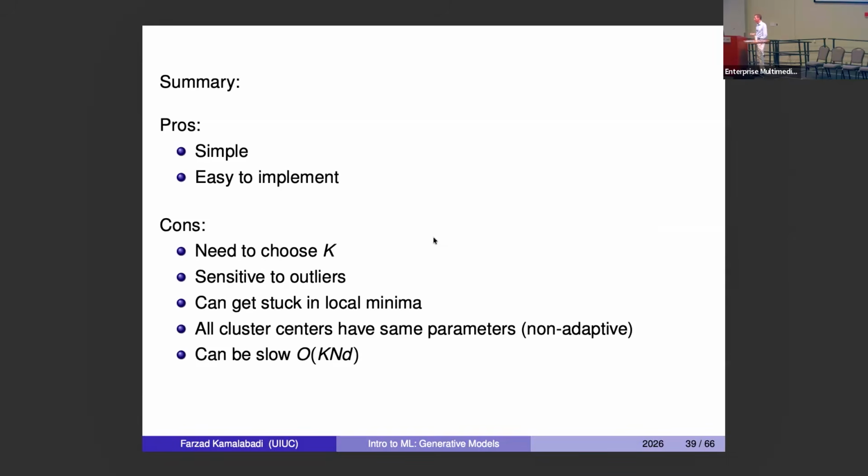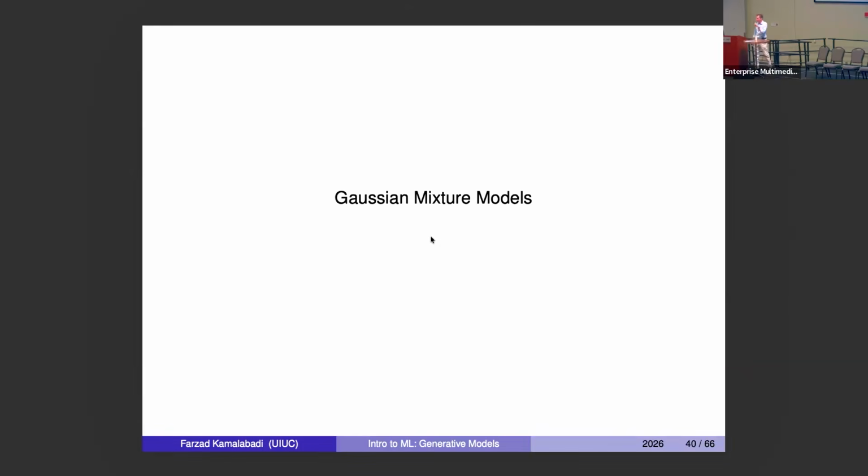The pros are that it's simple, it's intuitive, it's easy to implement. Of course, the cons are, and I haven't even talked about that, maybe I will, maybe somebody will ask me, how do you choose K? It's sensitive to outliers, can get stuck in local minima. And this is the bullet that I want to spend the little time that we have remaining on, which is how to come up with adaptive cluster centers that don't have the same parameters. Okay, so make it a soft assignment. And it can be slow. And that brings us to the generalization of this idea known as Gaussian mixture models.